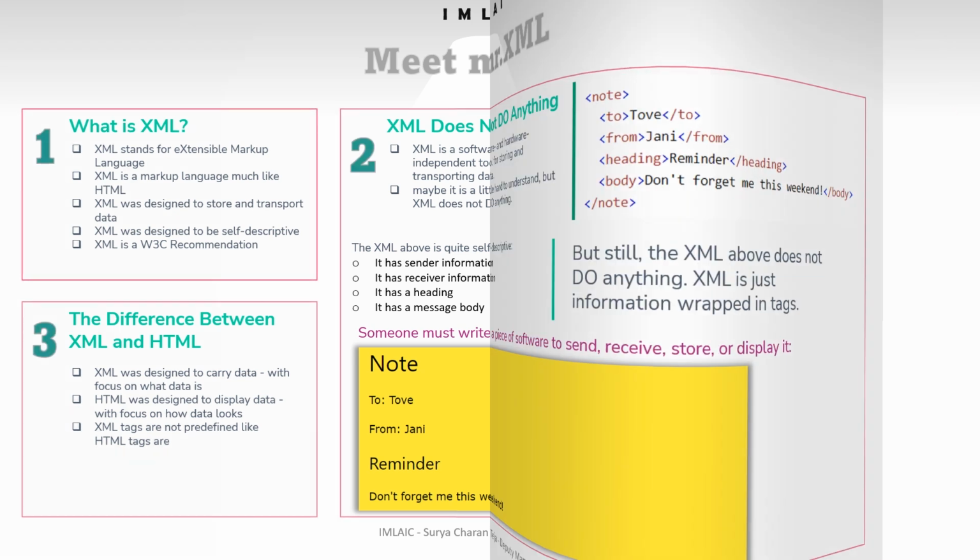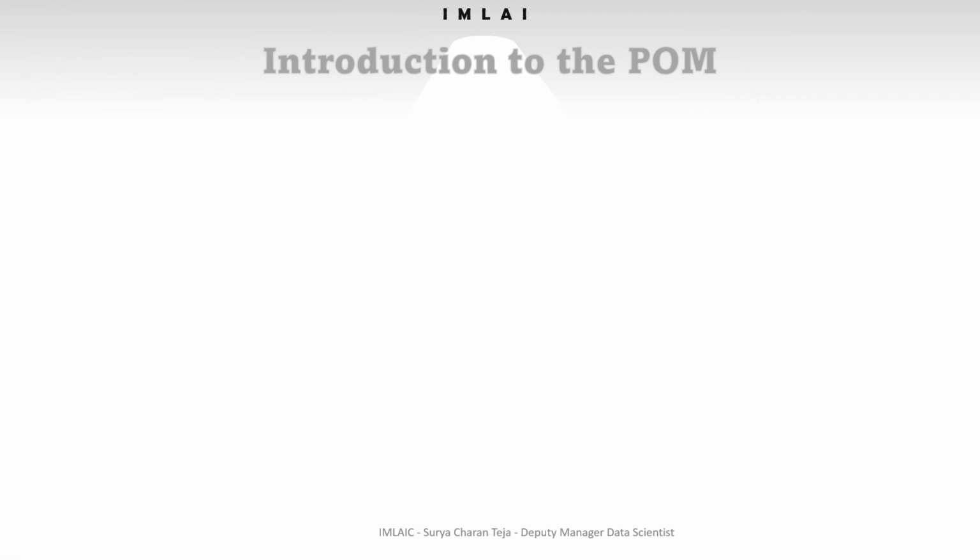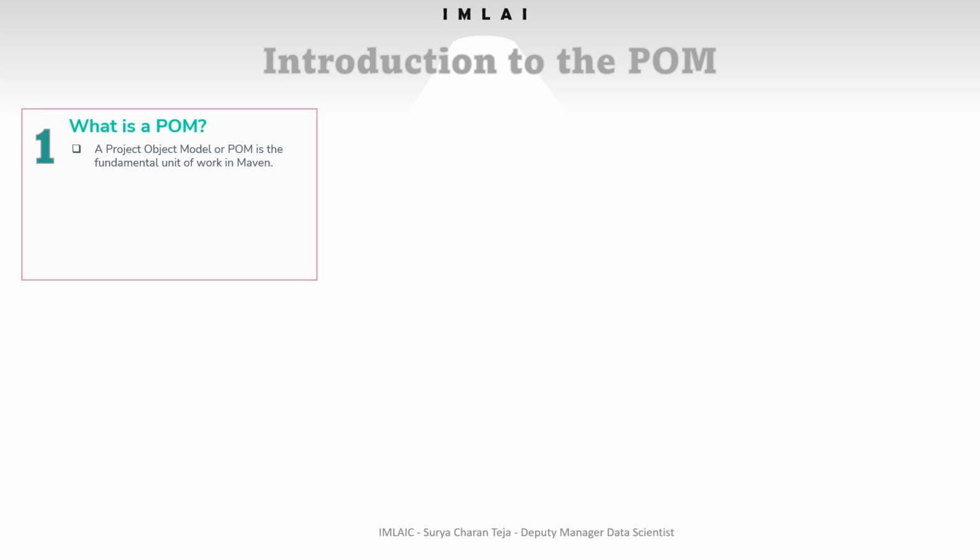Now it's time to see about POM, the project object model. POM is the fundamental unit of work in Maven. It is an XML file that contains information about the project and configuration details used by Maven to build the project. It contains default values for most projects.